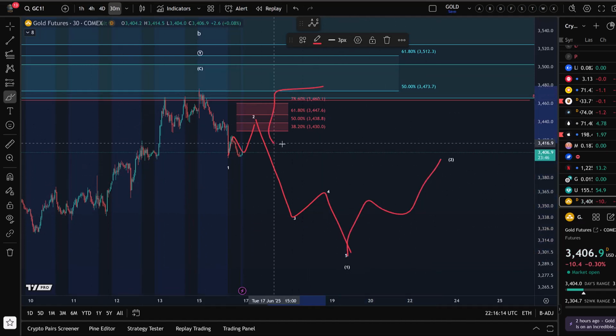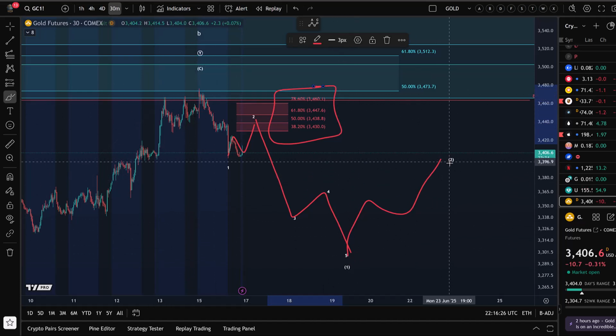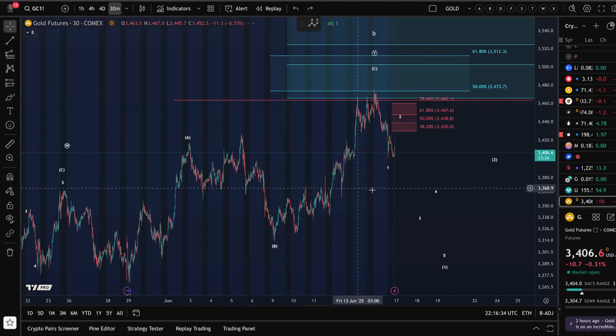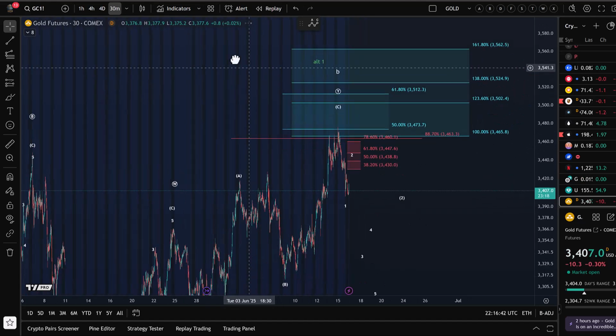Now, as long as we stay below 3,460, the market should move down lower. But again, this is not yet high confidence. It would be fairly high confidence if we get these 5 waves down and the 3 waves up of the next larger degree. So it gives you some key levels to watch. If we push higher, if the market now breaks above resistance, then the next levels to watch are in the $3,500 to $3,512 area. That's the update on gold.